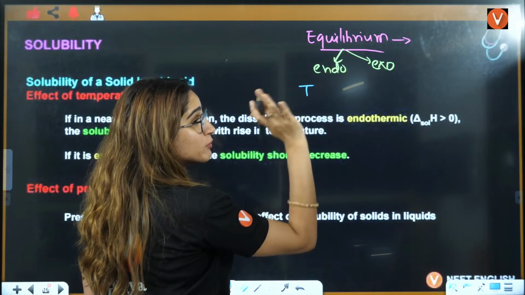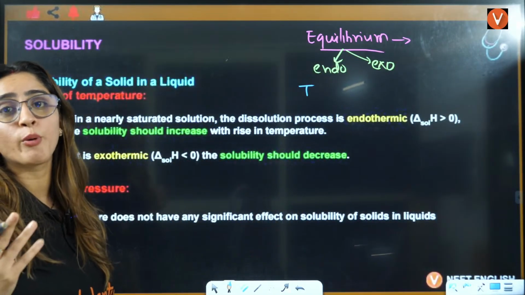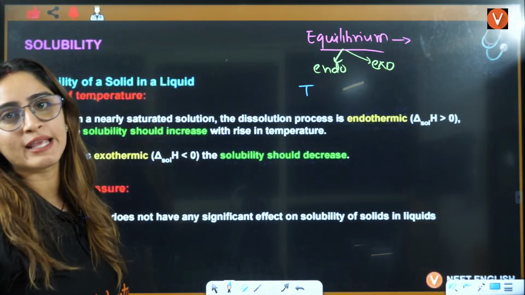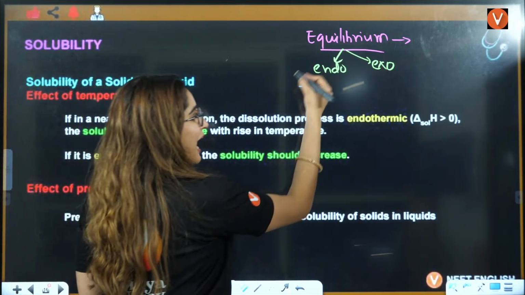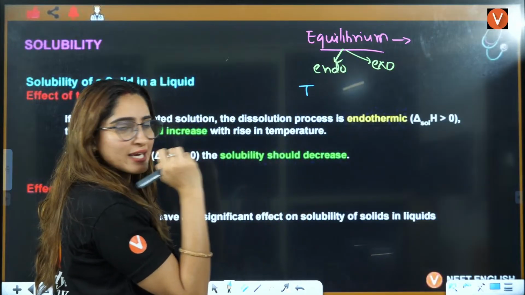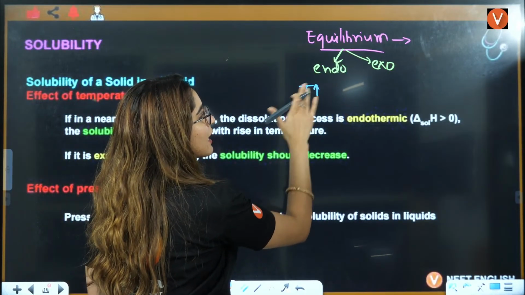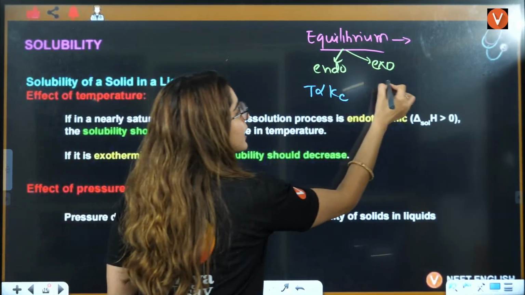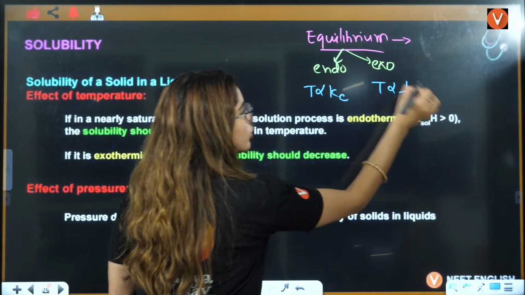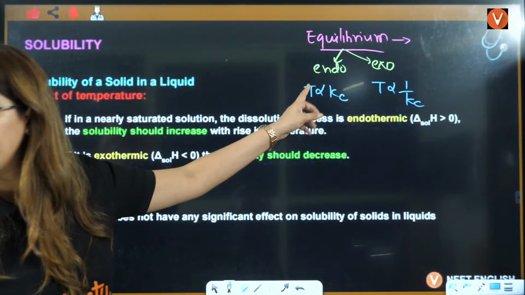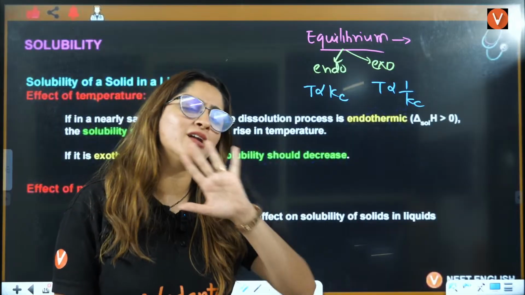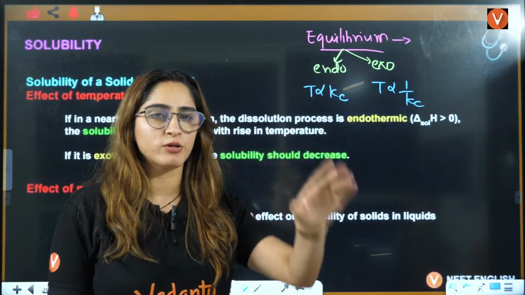I'm not talking about solubility, I'm just asking about the equilibrium constant, the relation between temperature and Kc. We know that as you increase the temperature, Kc will increase. That is, temperature is directly proportional to Kc. Here, temperature is inversely proportional to Kc. This we have done in the equilibrium chapter. Those who have no idea about it, relax, we are going to do this. Don't worry.